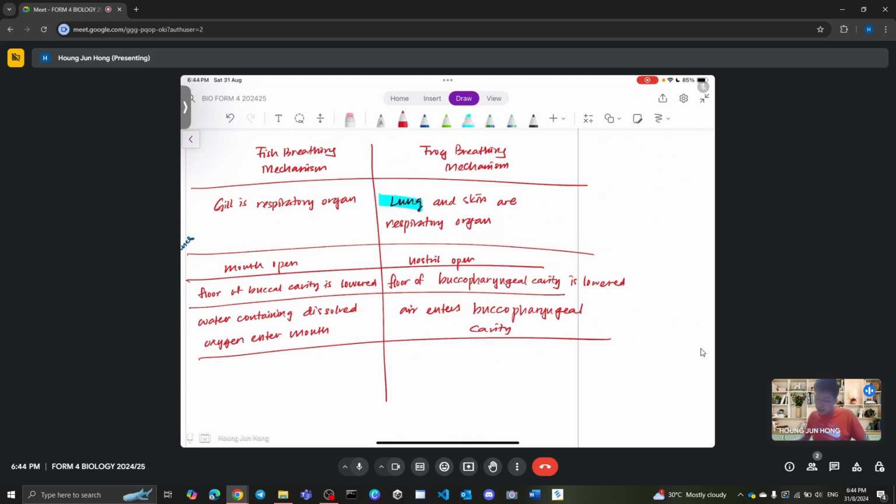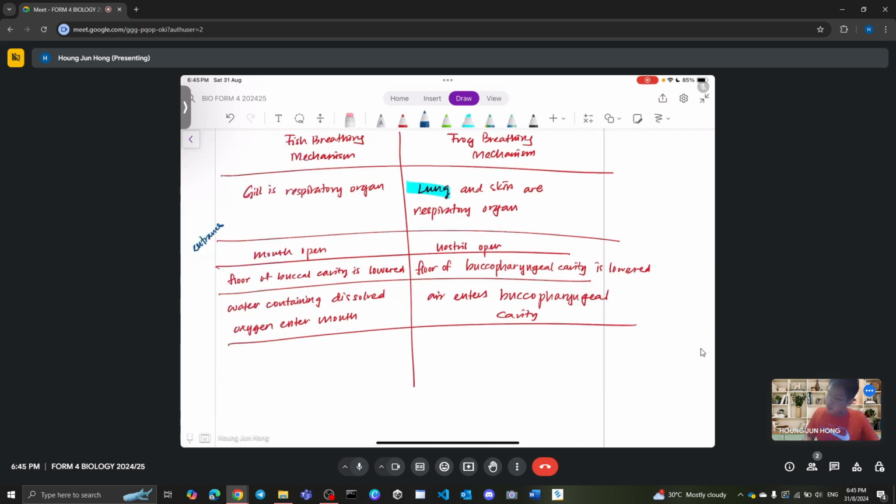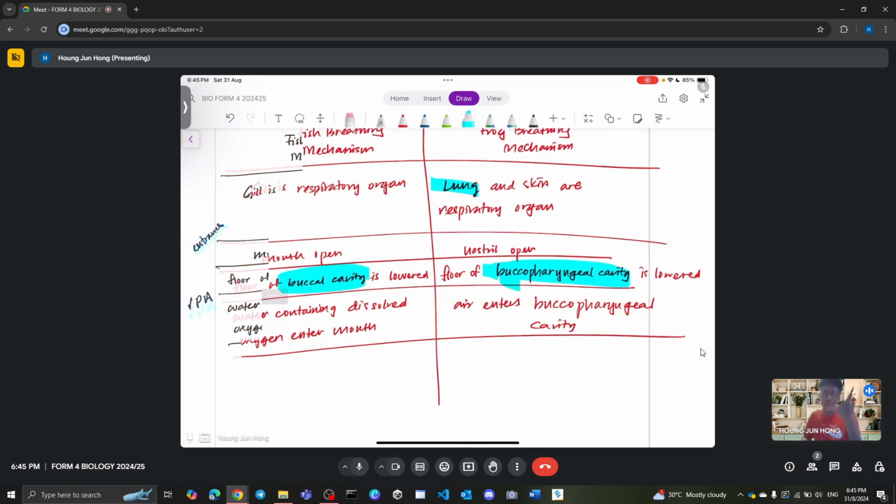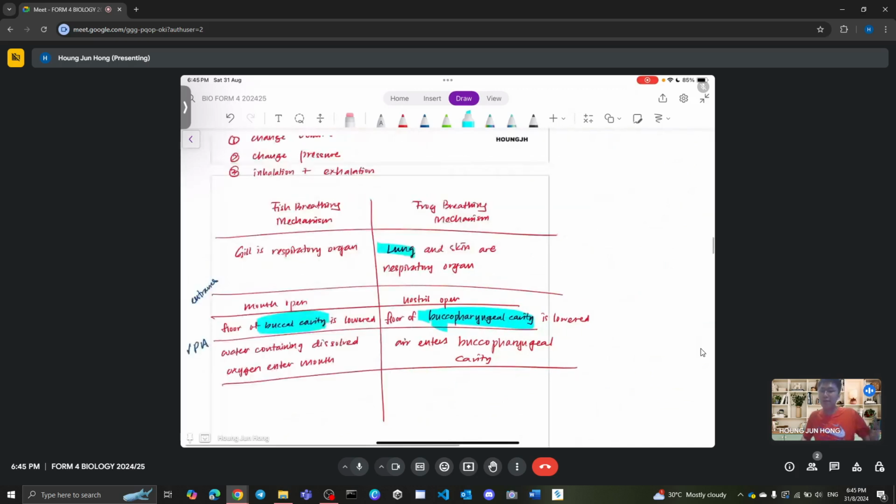In fact, I would actually prefer you to talk about VPA if possible. You can talk about how the volume changes in each of them, because one is the volume of the buccal cavity. This is the difference. For fish you have a buccal cavity, for frog you have a buccopharyngeal cavity. So you can always talk about the V, P and A. V of both of them is increasing, but one is a buccal cavity, one is a buccopharyngeal cavity, and that makes a difference. So the difference of cavity.